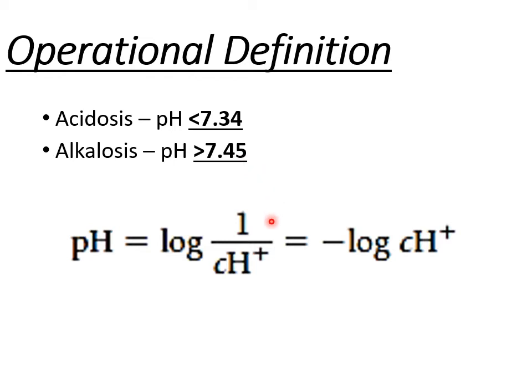And babalikan natin the pH. How to compute for that? It is the log of 1 over the concentration of your hydrogen, or the negative log of concentration of your hydrogen. Kaya tinawag siyang pH kasi ang focus natin is the concentration of the hydrogen.